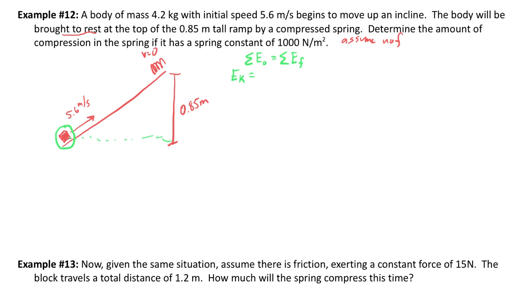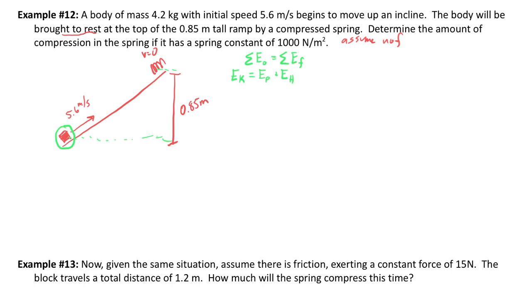In the end, when I come to rest with the spring, I'm going to have 0 kinetic energy, but I am going to have potential energy because I'm at the top of the ramp now. I'm up at this new height, and I'm also going to have the elastic potential energy of the spring. Remember, they use EH because the spring compressing is due to Hooke's law. And so that's what we got.